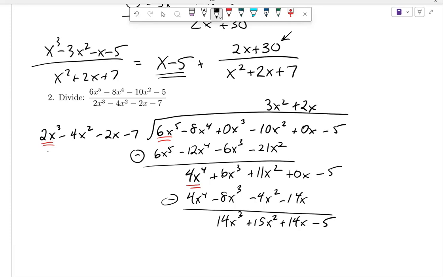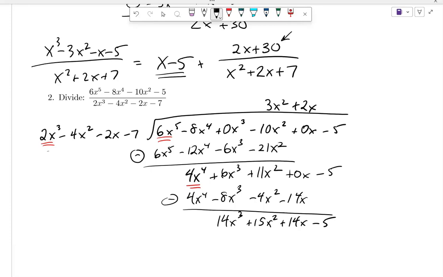So we've got 6x cubed minus a minus 8x cubed, so we're adding. So we get the 14x cubed. 11x squared minus a minus 4x squared, so it's adding again. 0 minus a minus 14, so we're adding again. Everybody okay with that step?